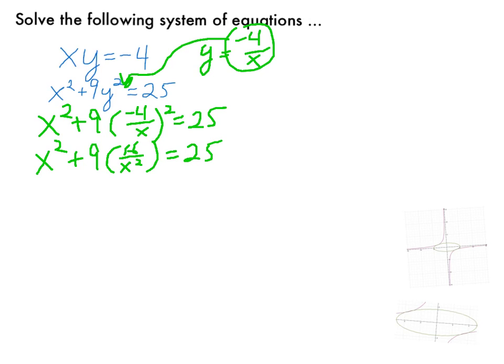All right, well, let's multiply that out. You're going to get 144, that's 9 times 16, over x squared. Because remember, this is just 9 over 1, so you multiply the numerators and then the denominators. And that's going to give us 25.